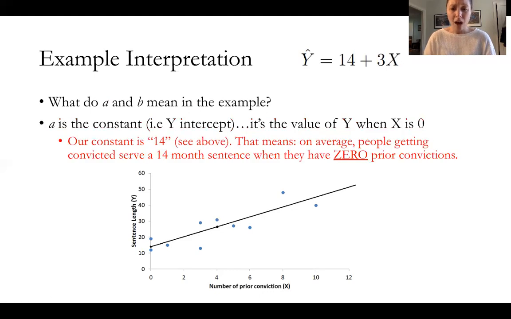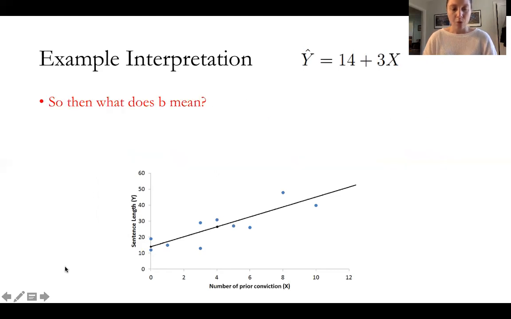So what this means in plain English is, on average, people who are getting convicted will serve a 14-month sentence when they have 0 prior convictions. Because remember, this line is like averaging everything out. So on average, someone that has 0 prior convictions will serve 14 months in prison. So what does B mean? Well, in our example, B equals 3.